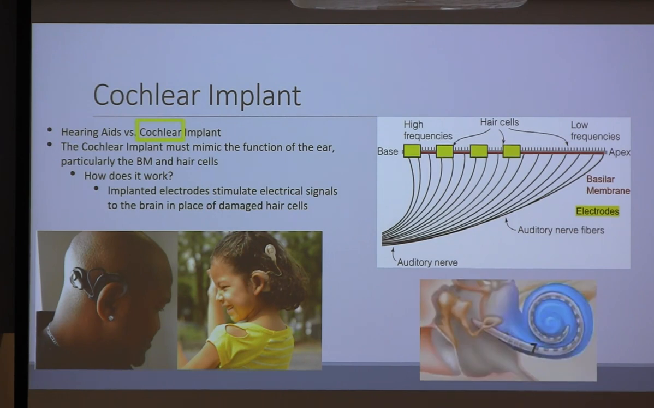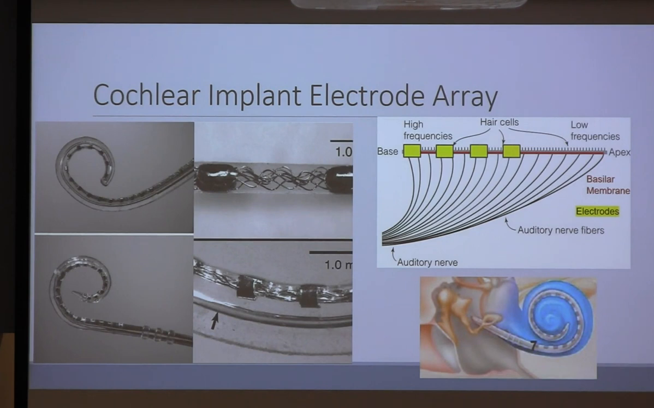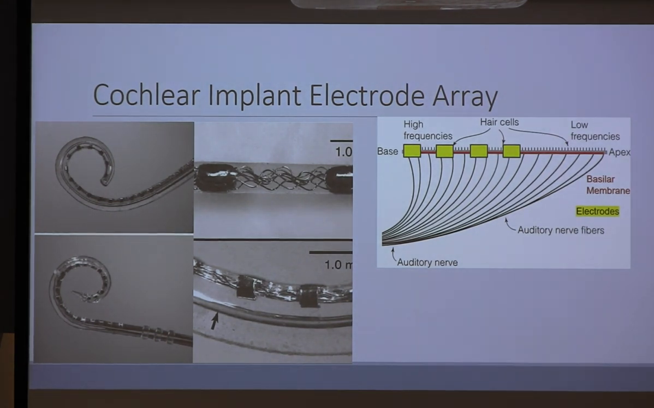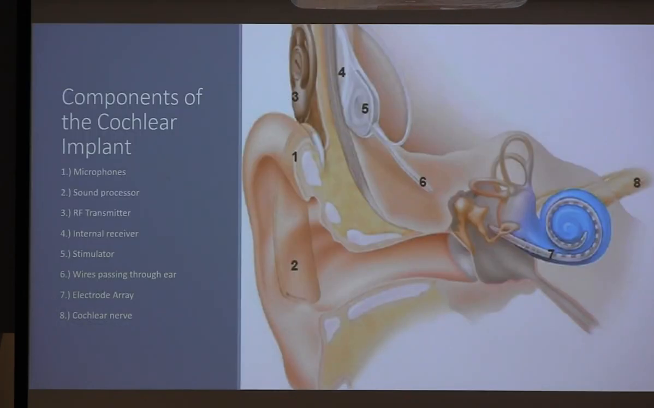And here's a cartoon of what it would actually look like, an electrode array that runs through part of the cochlea. And just for fun, these are two competing makers of cochlear implants, showing what the electrode array looks like. And you may ask, how do we get from an exterior sound to an electrical signal stimulating this electrode array? So I'll briefly go through the components of a cochlear implant to explain this.